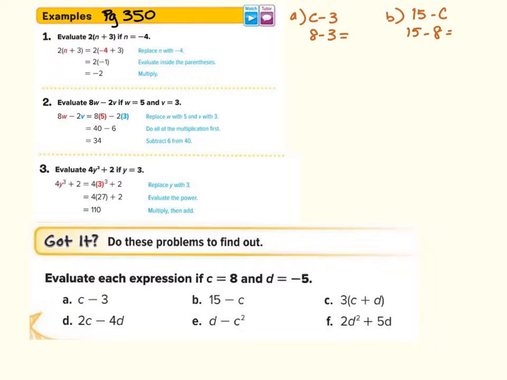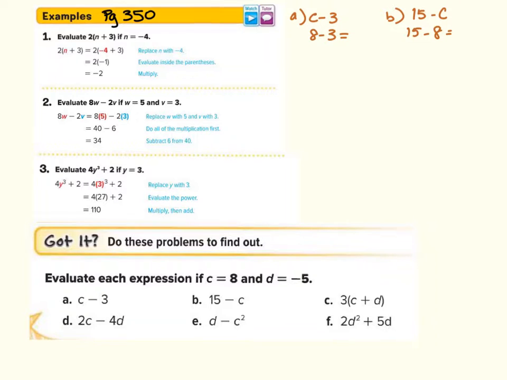In number 2, you have 2 letters or 2 variables, and when you rewrite the expression, you substitute the 5 in place of the W and the 3 in place of the V. This time, you multiply before you subtract. You end up getting 34.